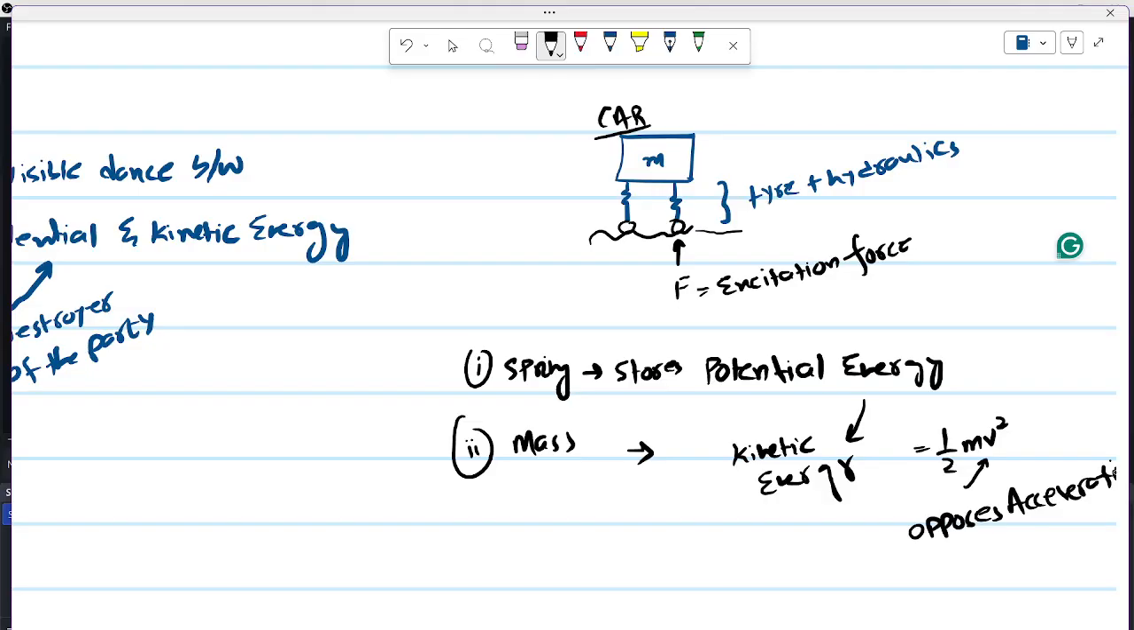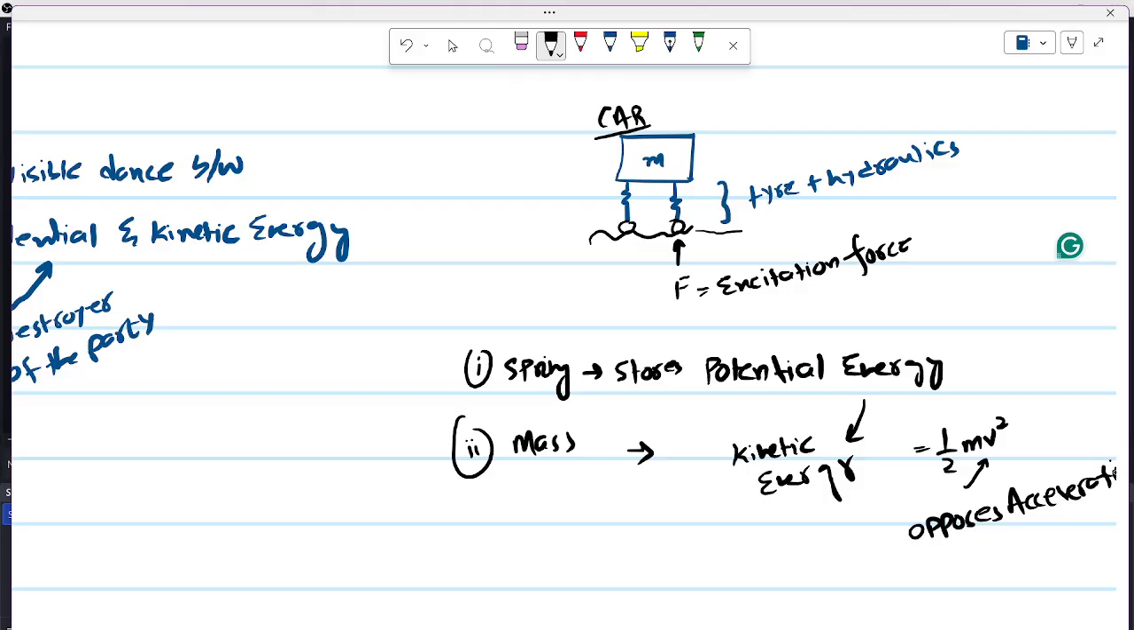So the mass brings the inertia, and what is inertia? Inertia makes sure that if a body moves, it tends to move with the same momentum, and if it stops, it tends to retain its state. This is what inertia is. So whatever state the system is in, inertia tries to maintain it. So this is what the mass is going to do. And once the kinetic energy reaches minimum, it will convert back into potential energy.